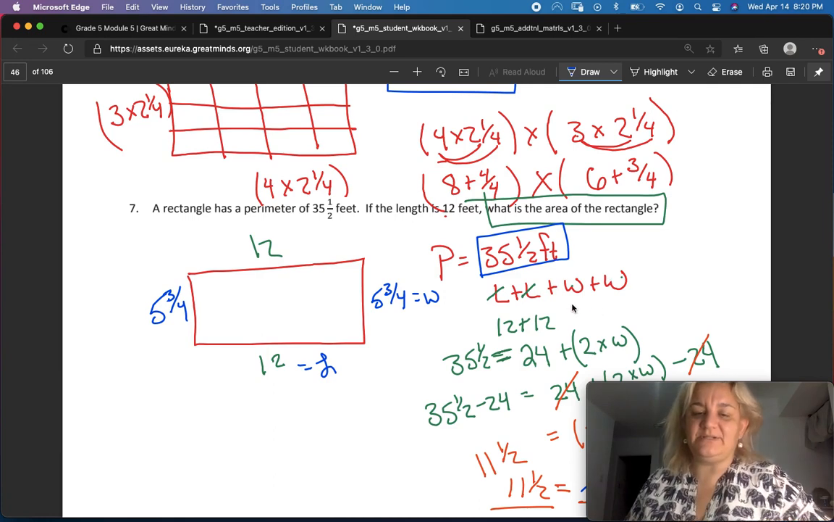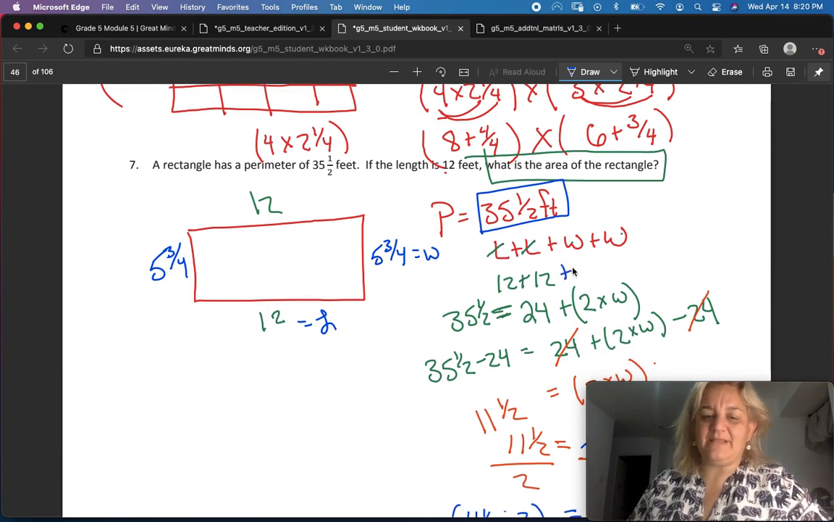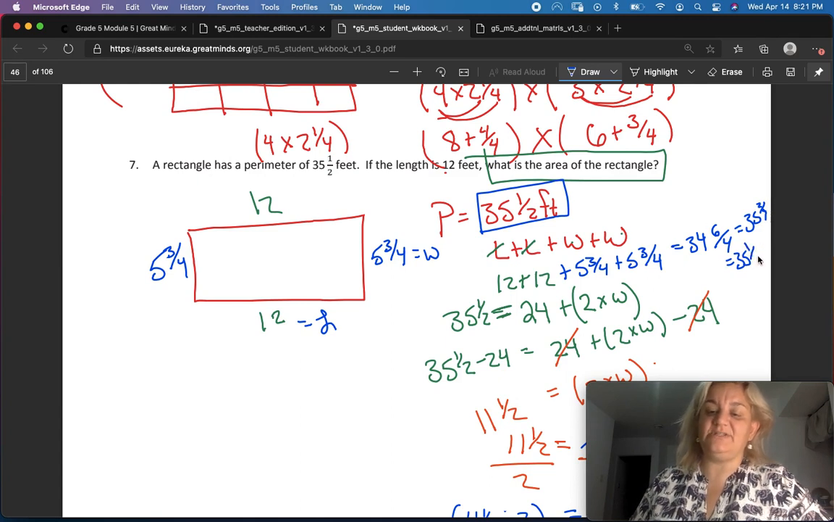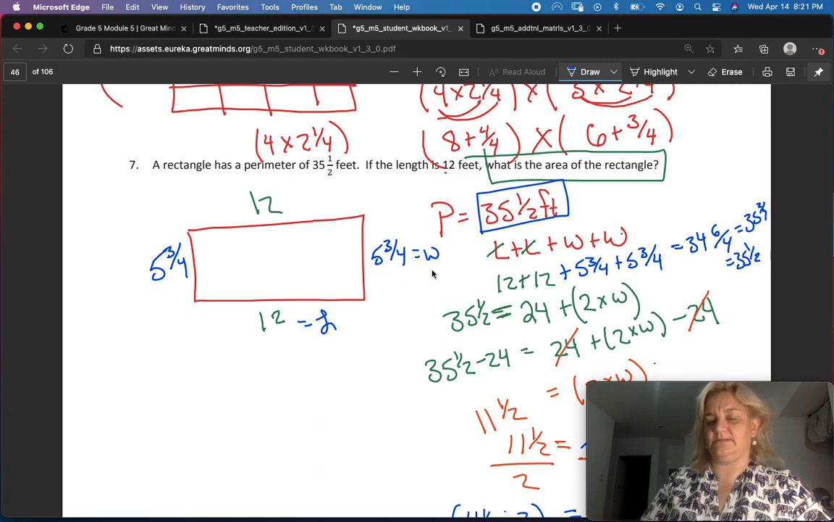So let me just double check my work. 12 plus 12 plus 5 3/4 plus 5 3/4 would equal 24 plus 5 and 5 is 10, which would be 34. And then 6/4, which equals 35 2/4, which equals 35 1/2. Okay, so I just checked my work, and I know that my width is in fact 5 3/4.